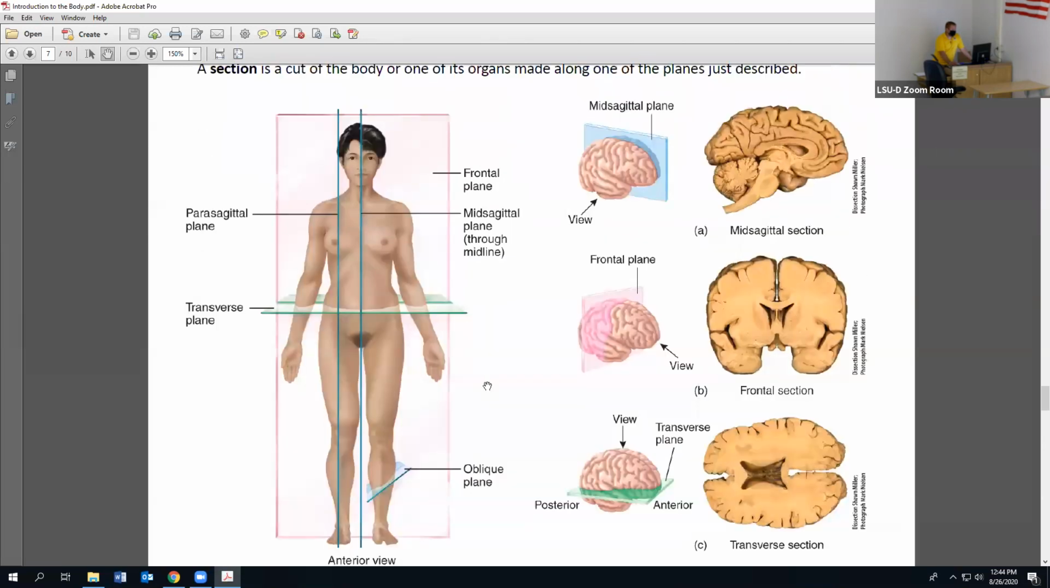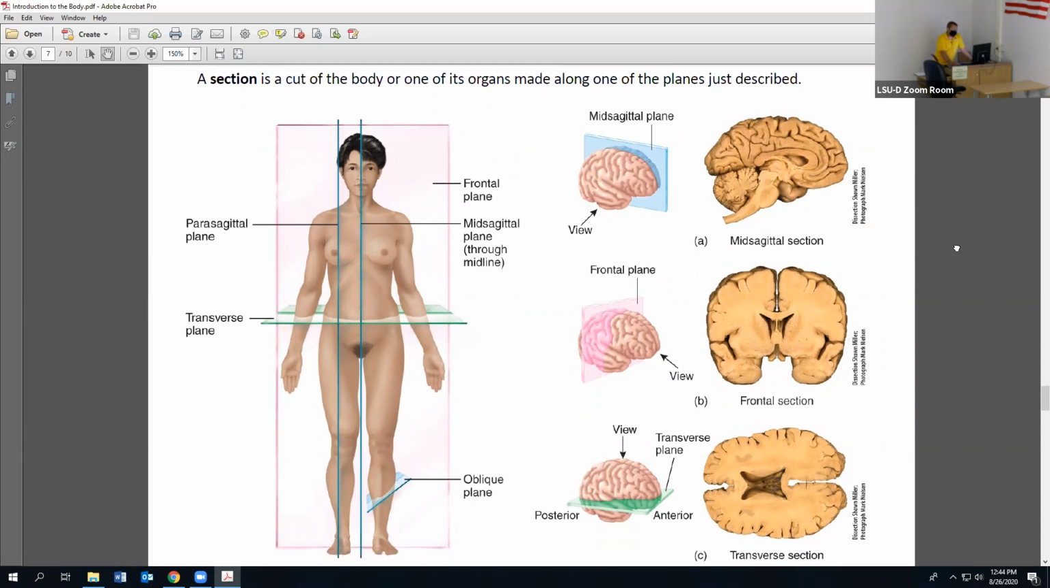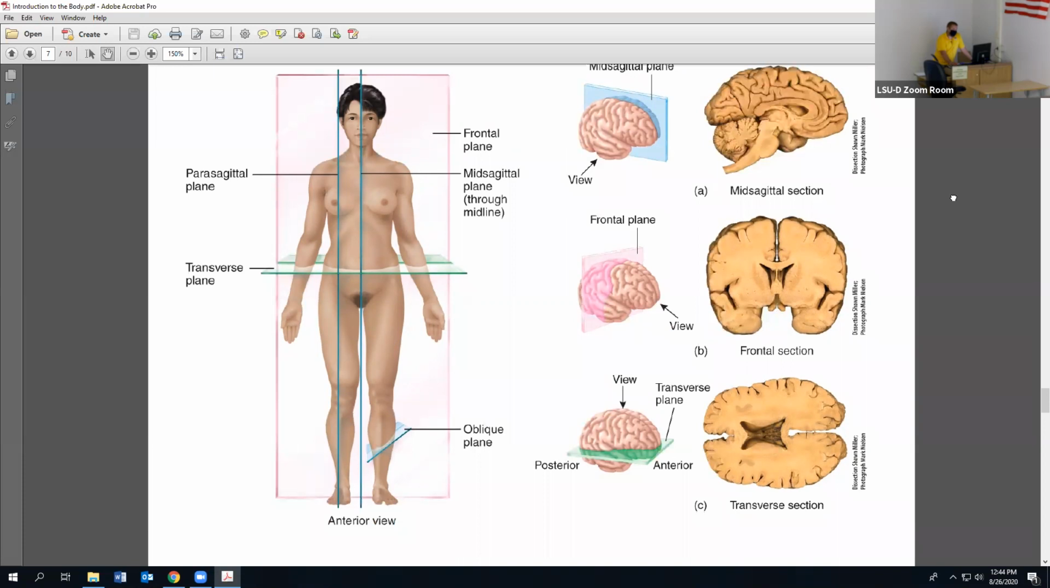Okay. Now, those are different ways to look at the body, different angles if you want to think of it that way. If you're in a lab, you can perform a dissection along one of those planes, which we may or may not do, depending on if we do any dissection, but you will have that opportunity in the virtual lab.